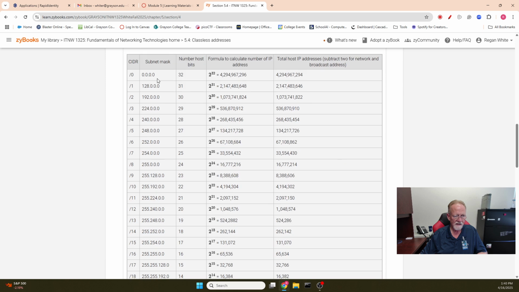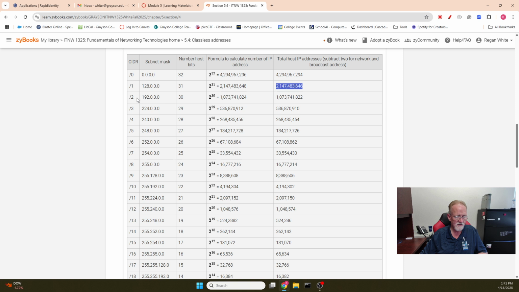The addressing table gives you what you need. If you had a subnet mask of all zeros, that would be /0. All 32 bits would go to the host and nothing would go to the network, which doesn't seem possible. For /1, you've got 128.0.0.0. When you convert 128 to binary, you're going to find 31 host bits, and that gives you the number of possible hosts, or possible IP addresses, minus 2 for the network and broadcast addresses, which we'll talk about a little later.